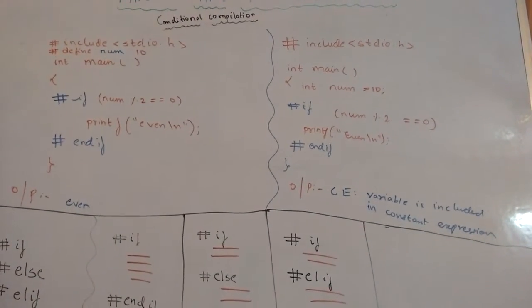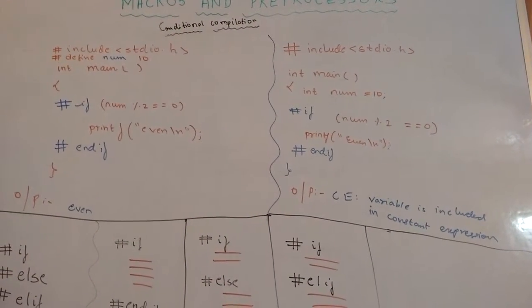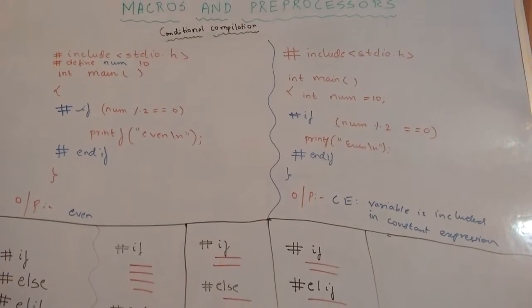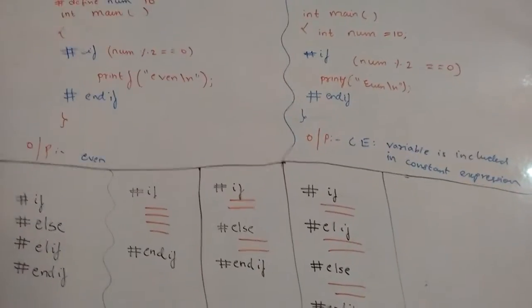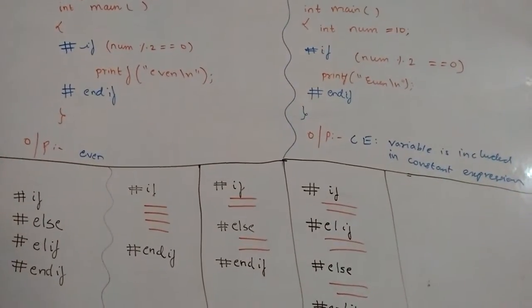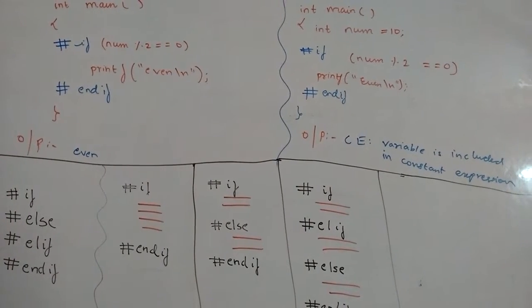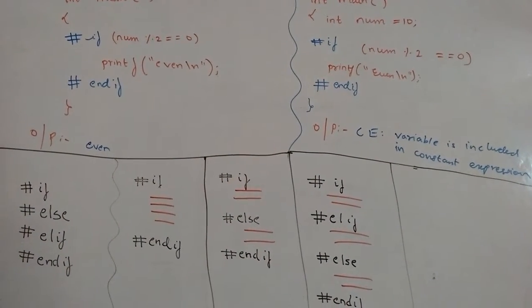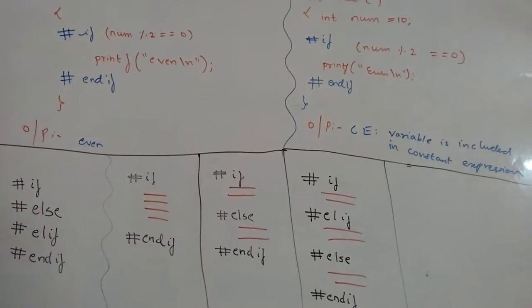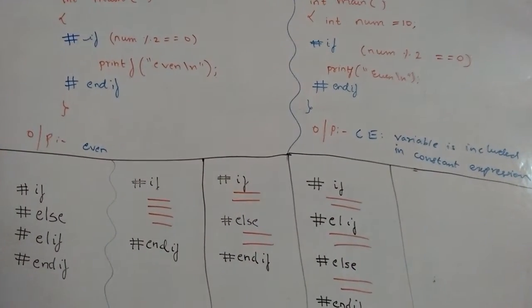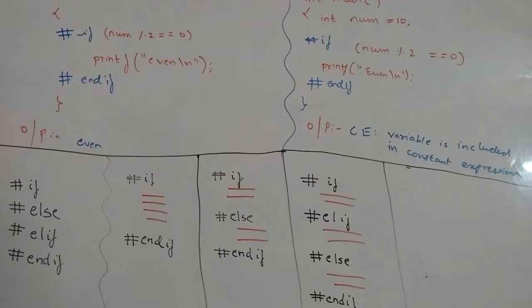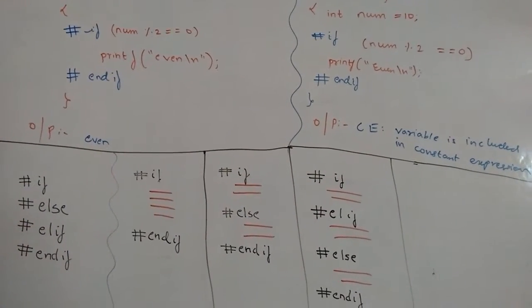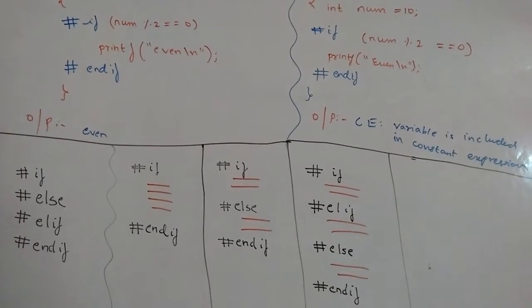Hello friends. So let us now move on to some other subtopic called conditional compilation in macros. The preprocessor supports if-else directives which are typically used for conditional compilation. The directives are as follows: hash if, hash ifdef, hash else, hash else if, which is written as hash elif, and then hash endif to denote the end of the if construct.